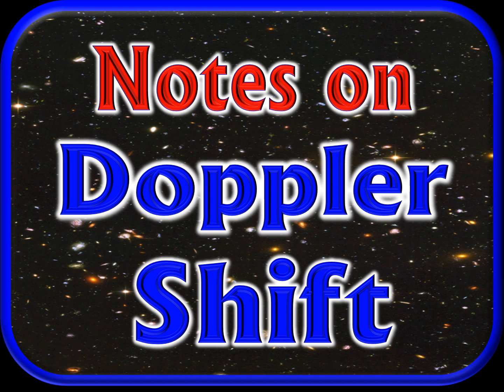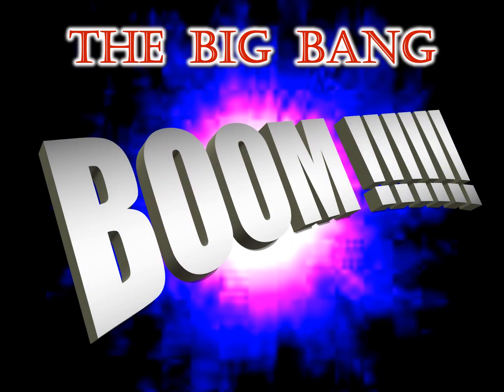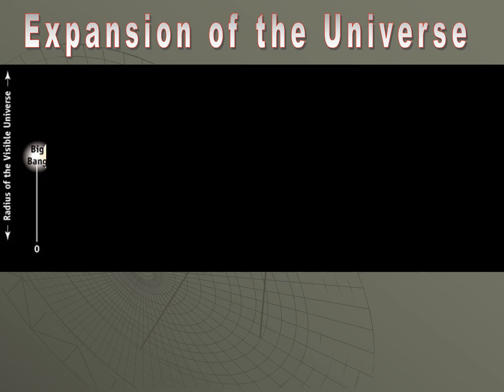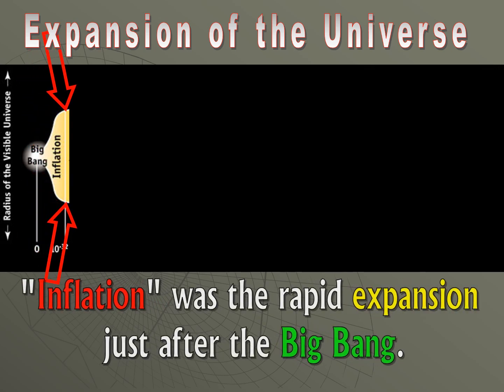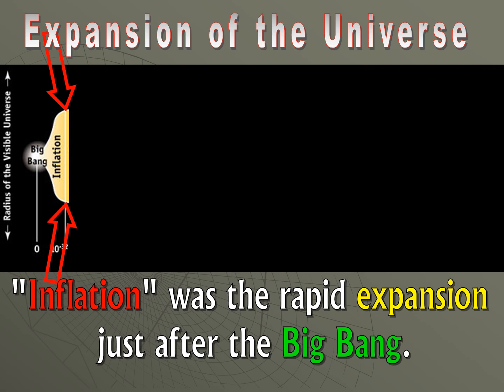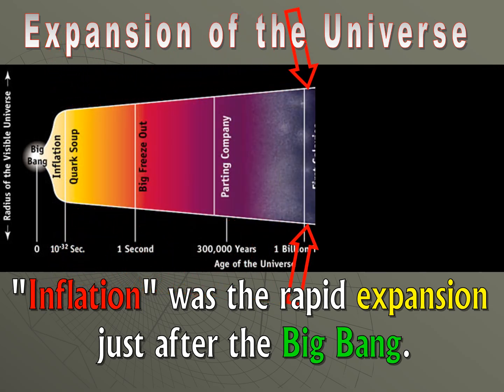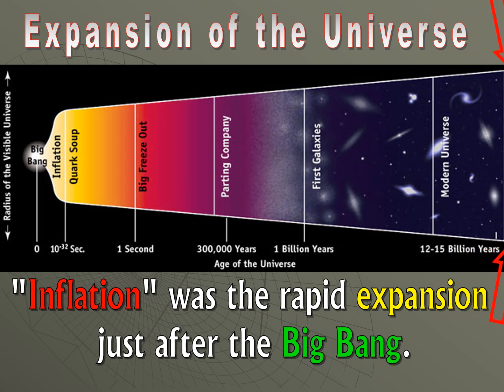These are the notes on the Doppler shift. We already discussed the Big Bang, the earliest known event in the development of our universe. We also discussed what happened right after the Big Bang, and I do mean right after, the period of inflation, the rapid expansion, and then, of course, the continued expansion of the universe since then. So basically, by rewinding this, it led astronomers to conclude the universe used to be smaller.